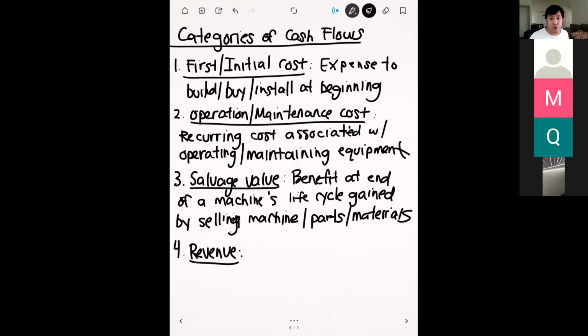So another one is revenue. So going back to the question from earlier, revenue specifically is a recurring benefit that occurs through the sale of a product or service.